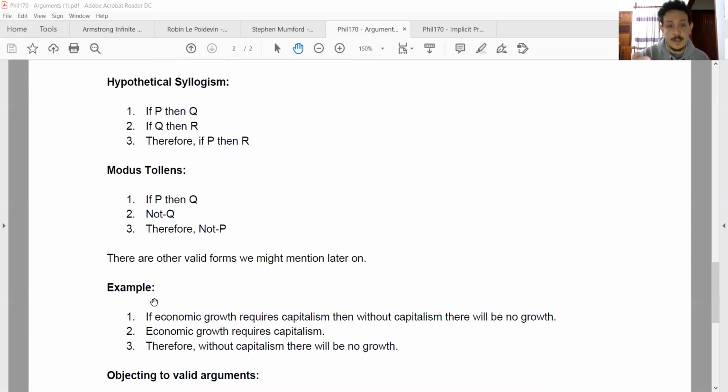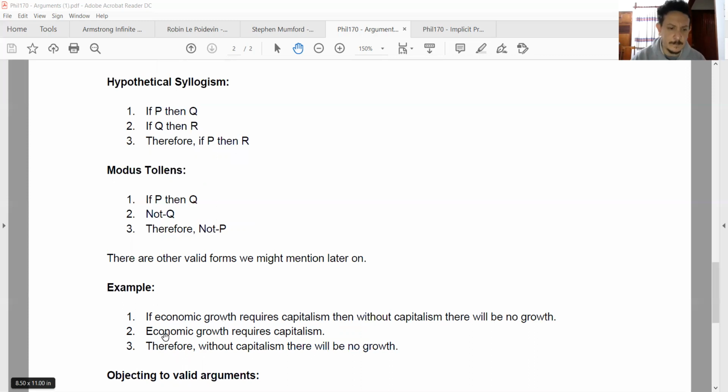P just means economic growth requires capitalism. That's the statement. That's what P means. Then Q, without capitalism, there will be no growth. And then that's premise 1. It's just saying that if this condition is satisfied, then this other condition is satisfied.